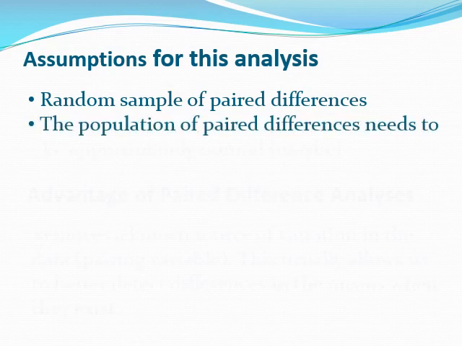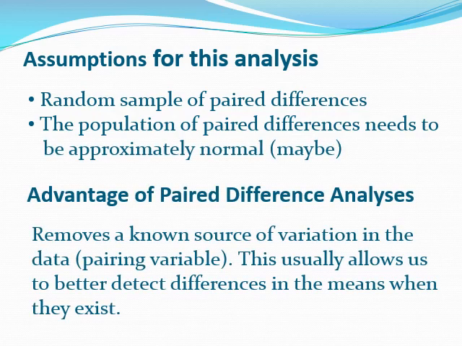Approximately normal might be necessary. When do you think we would need approximately normal? Well, if our sample size is small. If n sub d is less than 30, we're going to need the population of paired differences to be approximately normal. If n sub d is greater than or equal to 30, we don't need that because of the central limit theorem. So this one requires some thought.